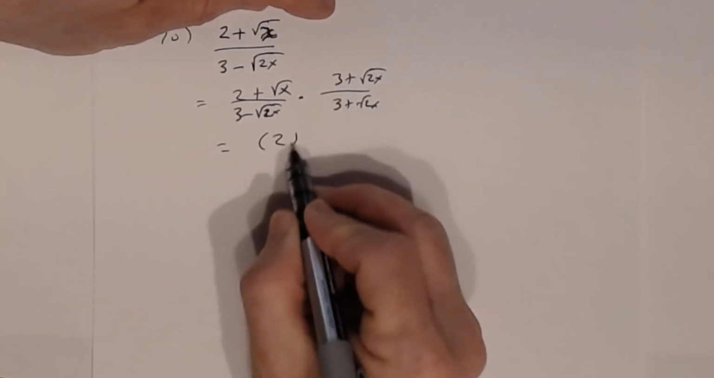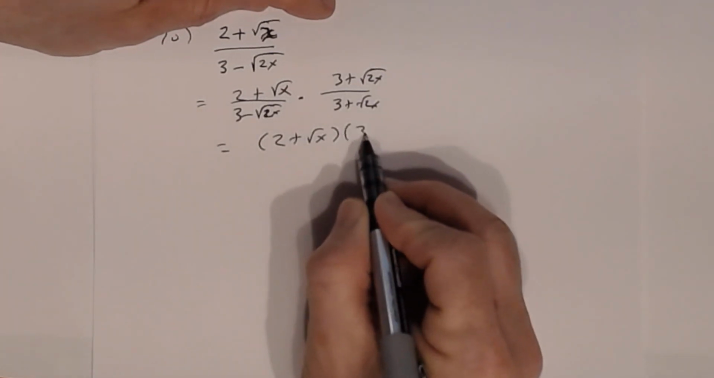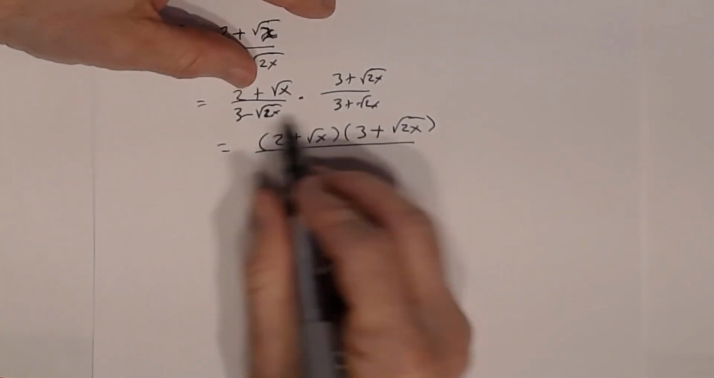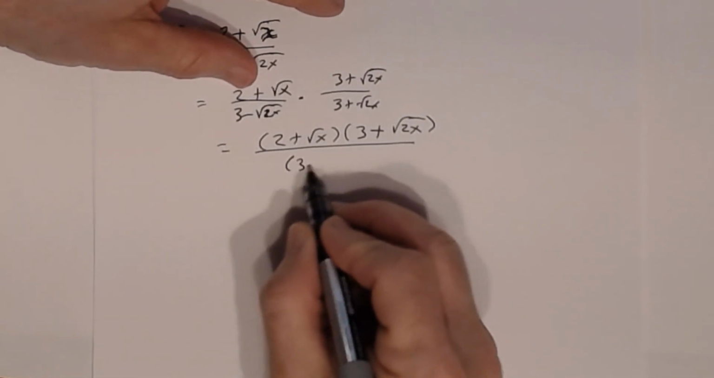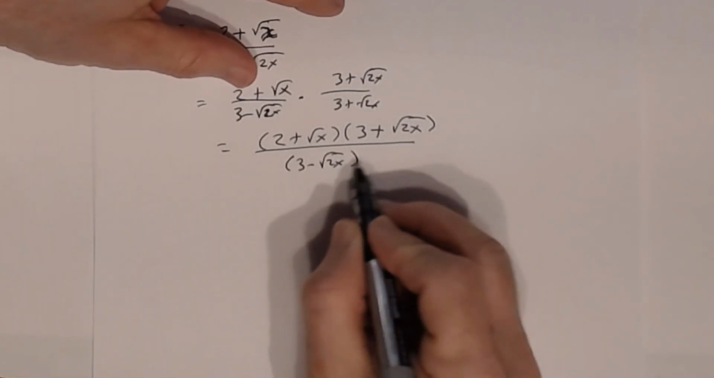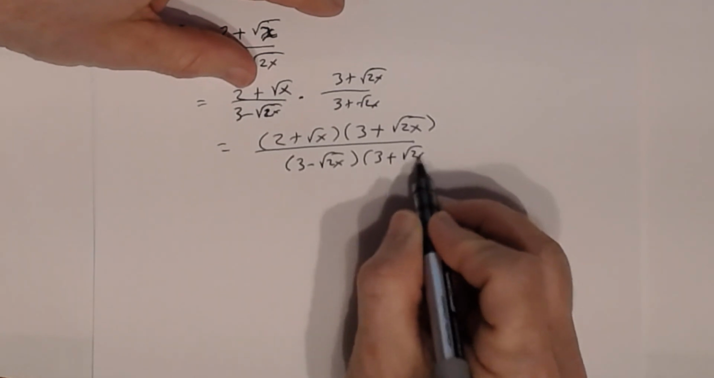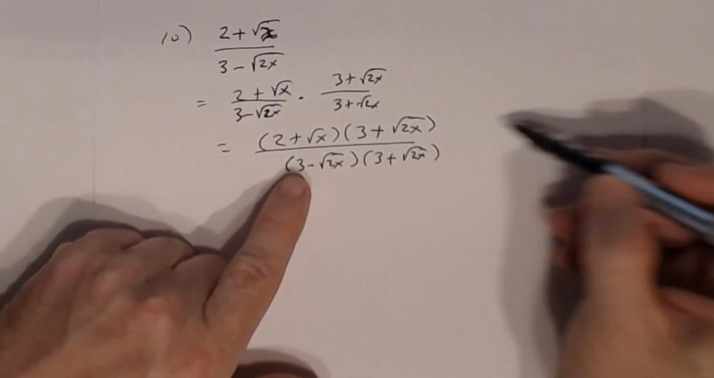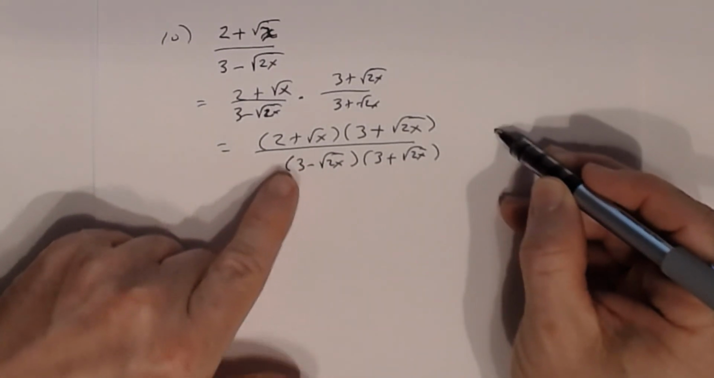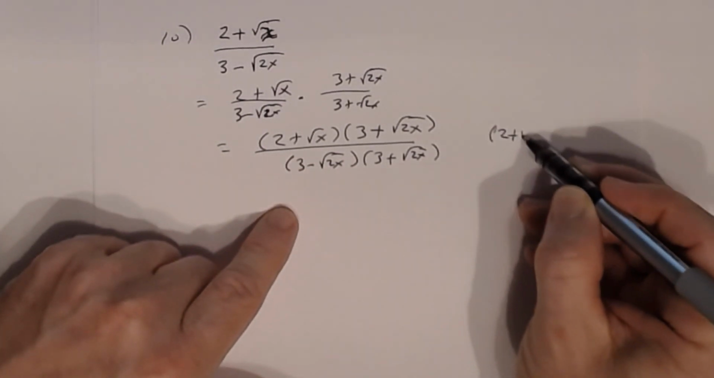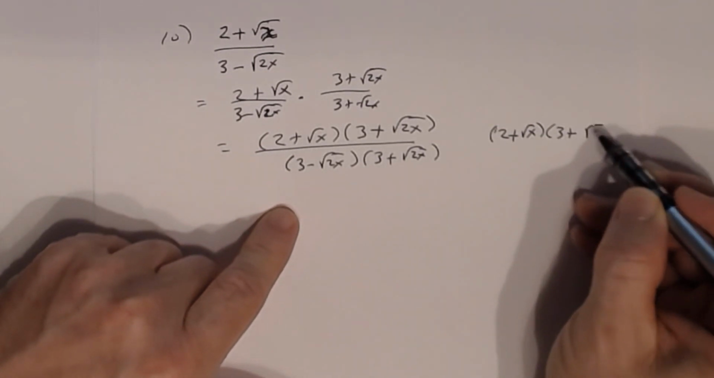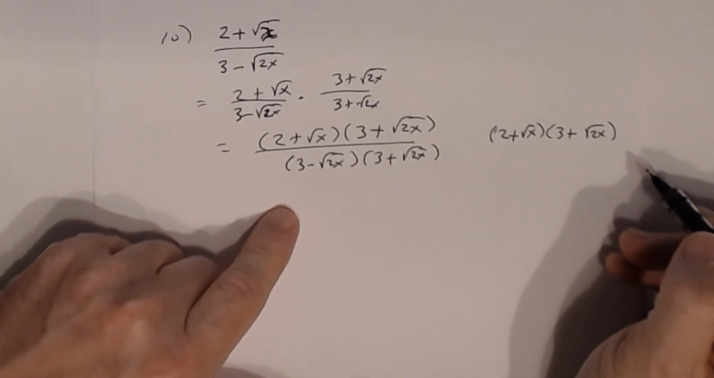You're going to say 2 plus the square root of x times 3 plus the square root of 2x divided by, and then the same thing in the denominator. 3 minus the square root of 2x times 3 plus the square root of 2x. And then you're just going to FOIL out. So let's go off to the side and do that work in the numerator. So the numerator, remember, is 2 plus the square root of x times 3 plus the square root of 2x.